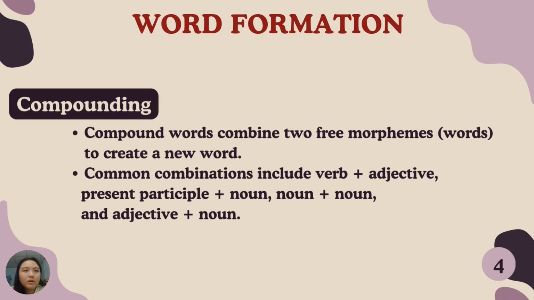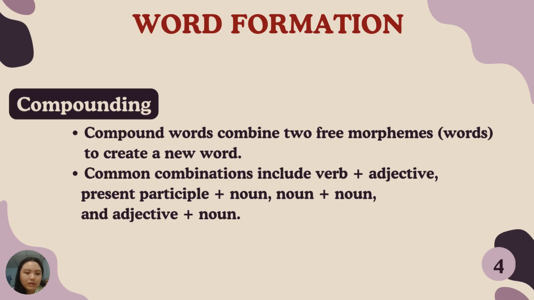Compound words combine two free morphemes to create a new word with a specific meaning. Compounding is actually different from affixation. In affixation, a bound morpheme is affixed to a base. Compounding derives a new word by joining two morphemes that would usually be free morphemes.